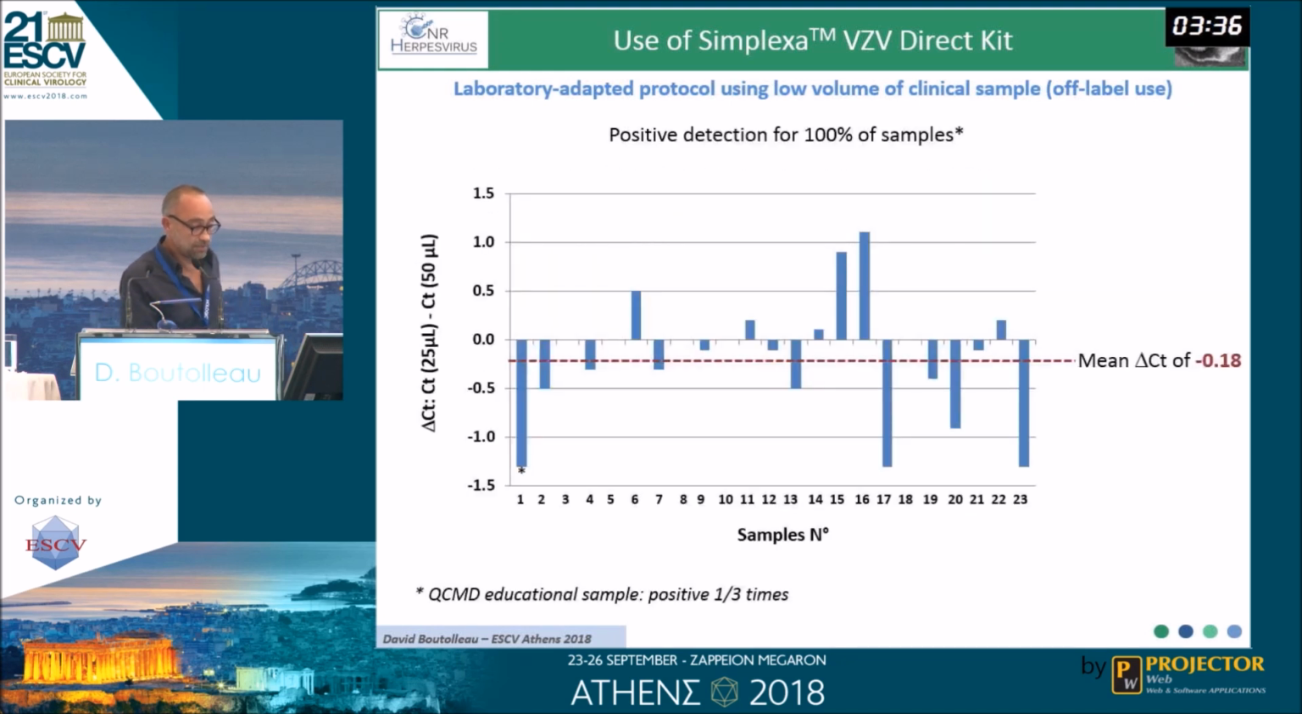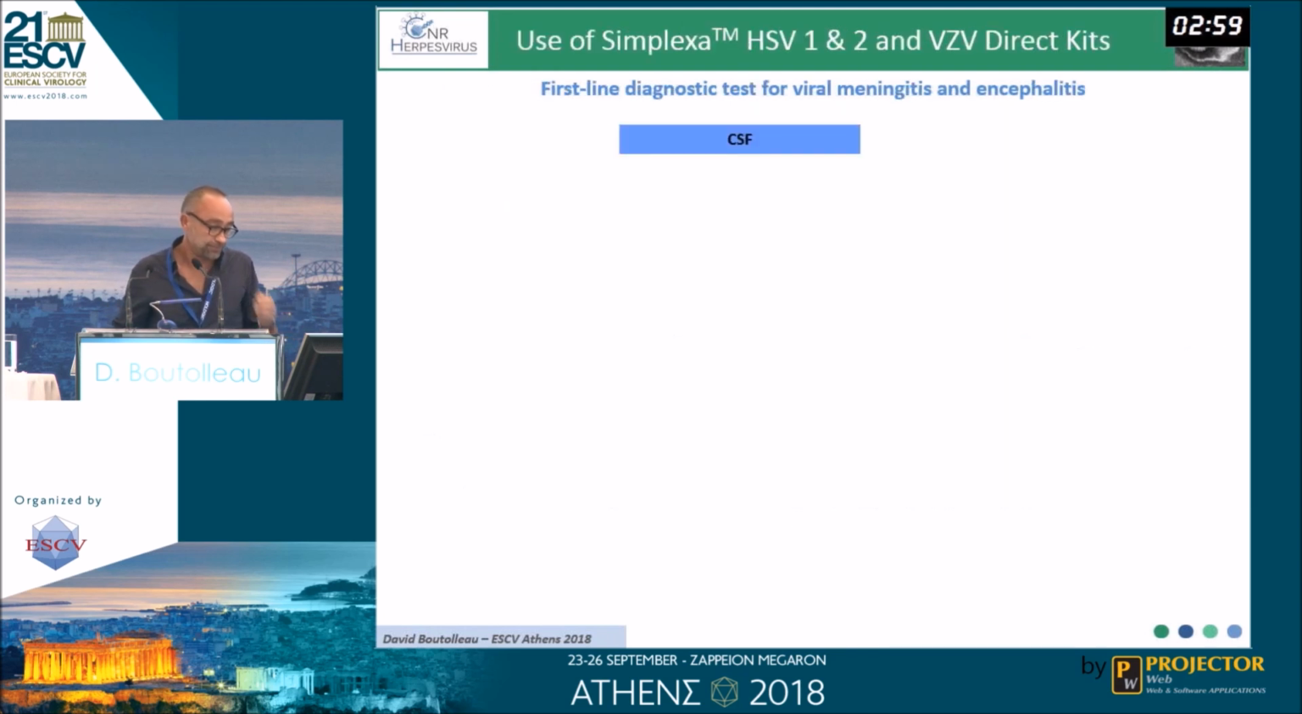Here are the results. So all the samples were positive, both using 50 and 25 microliters. I have to say that one QCMD sample, which was an educational one, was only positive once out of three tests. But for the other samples, you can see here, once again, a variation, one higher or lower, for the CT value, but the mean CT difference is about 0.18, which is really very low. So we could validate, once again, that it's an off-label use.